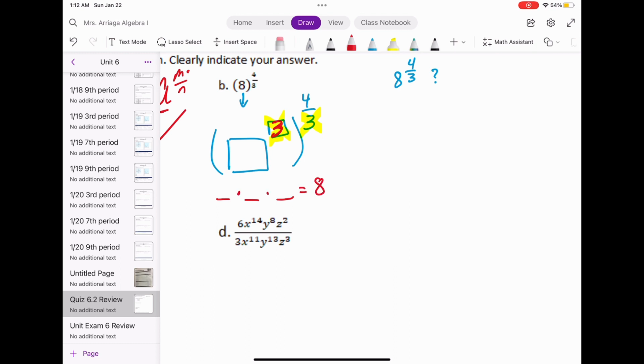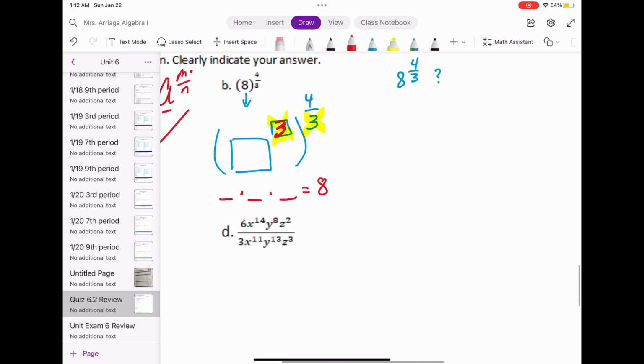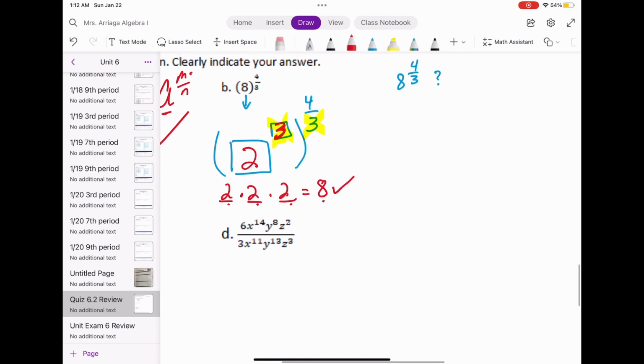If this is hard for you, you can start by just putting any number and seeing if it works. So let's try 1. 1 times 1 is 1, times 1 is 1. It's not 8, right? So then 1 doesn't work. Let's try 2. 2 times 2 is 4, times 2, that's 8. So then that's the answer. So 2 to the 3 gives us 8.